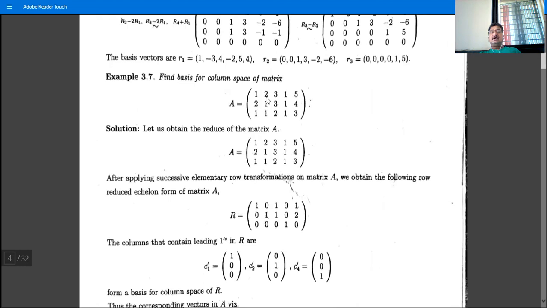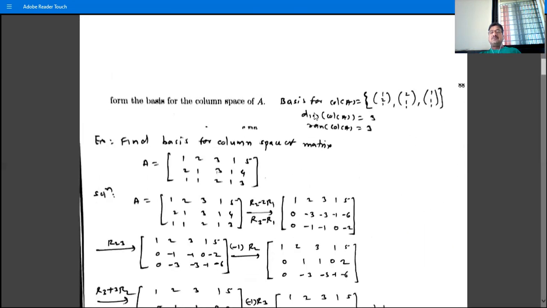The first column, second column, and fourth column form the basis for the column space of A. And so there are three elements, and so the dimension of the column space of A is 3. And so we say that the rank of the matrix is 3, because the dimension of the column space of A is also called the rank of the matrix.